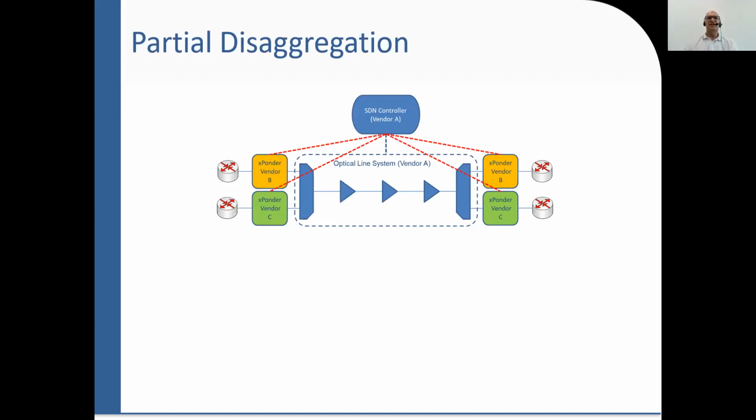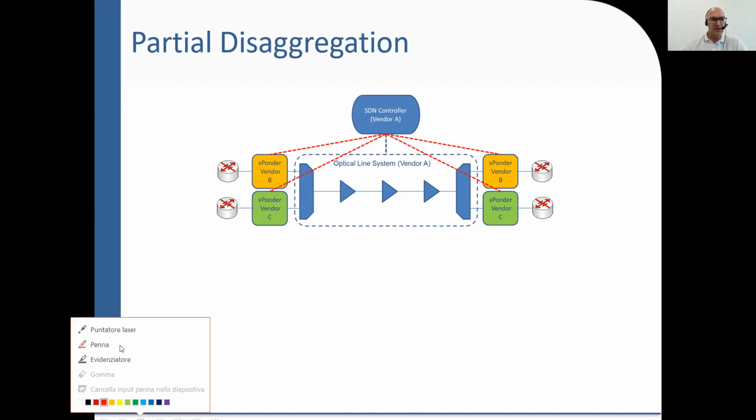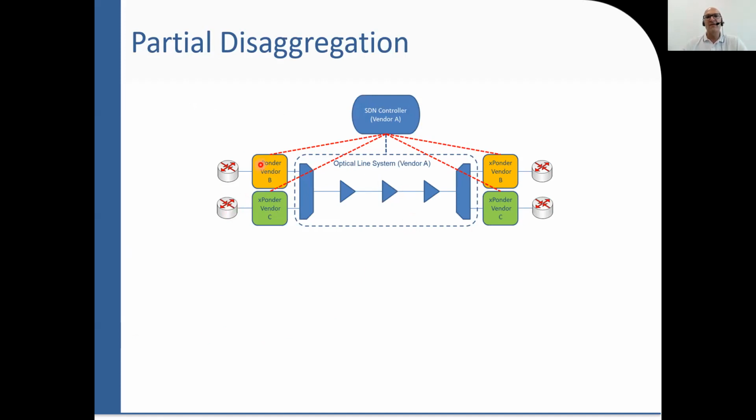So let me start by clarifying the concept of partial disaggregation. In partial disaggregation, we may have transponders operated by different vendors, but the optical line system is operated by just a single vendor, which is in charge also of the control of the entire network. So in this scenario, called partial disaggregation, the disaggregation actually applies only to transponders.